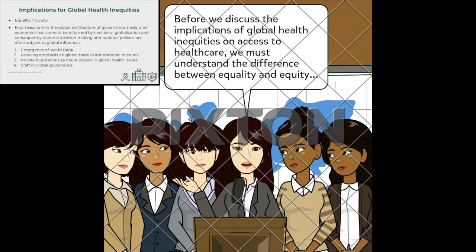The world's global structure is one where governance, trade, and economics are informed by neoliberal globalization. Consequently, decision-making and national policies are subject to global influences. These influences include the emergence of the World Bank becoming a major player in health governance in the 1980s. A growing emphasis on global trade and international relations has impacted health in different ways across countries, and has led the World Trade Organization to have a key role in regional and bilateral trade agreements. Private foundations such as the Bill and Melinda Gates Foundation, entering public and private partnerships, have become major players in global health issues, along with the WHO's erosion of legitimacy as the leading organization on global health. This has shifted global governance for health away from intergovernmental forums.